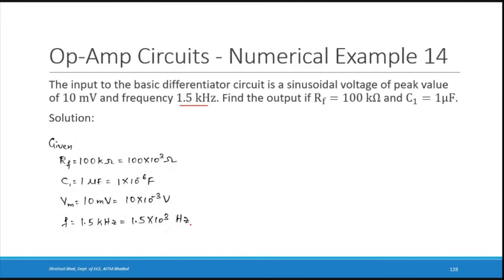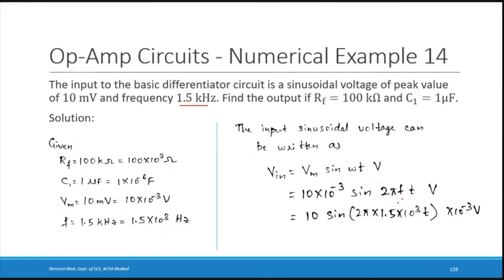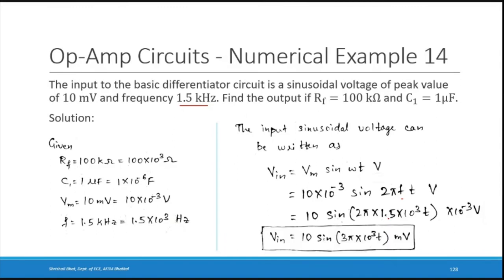First, you express the input signal in a sinusoidal form, right? We can write Vin is Vm sin omega t. Substitute all the values. Vm is 10 into 10 raised to minus 3. Omega is 2 pi f. What is f? f is 1.5 into 10 raised to 3. This 10 raised to minus 3 you can take here. 2 into 1.5 is 3, right? So it is 10 sin 3 pi into 10 raised to 3t millivolts. This is my input signal.